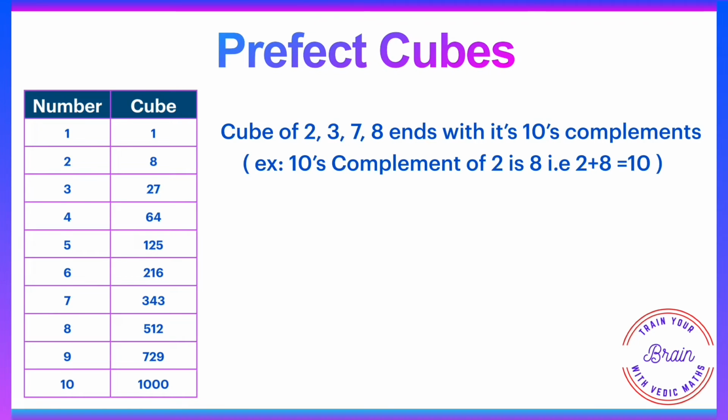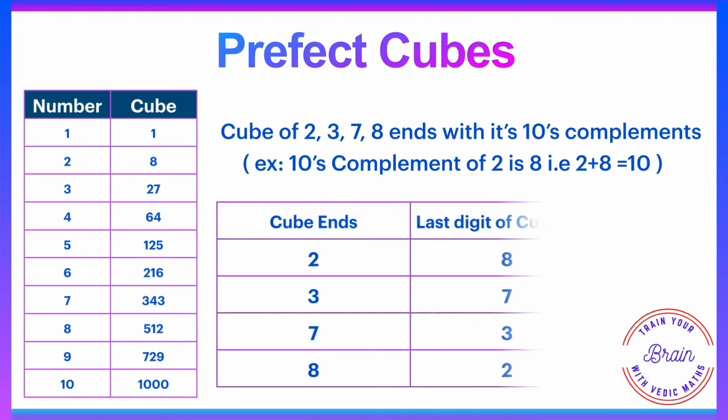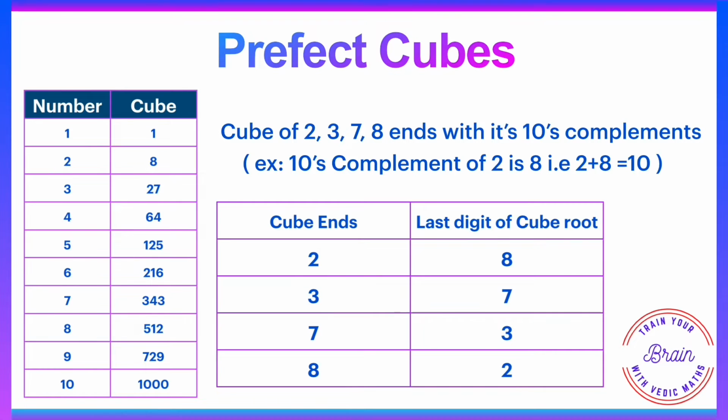Cube of 2, 3, 7, 8 ends with its tens complement. If the cube ends in 2, then the last digit of the cube root is 8. If the cube ends in 3, then the last digit of the cube root is 7. If the cube ends in 7, then the last digit of the cube root is 3. If the cube ends in 8, then the last digit of the cube root is 2.